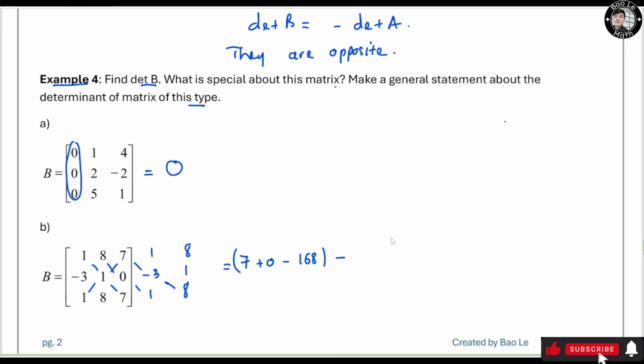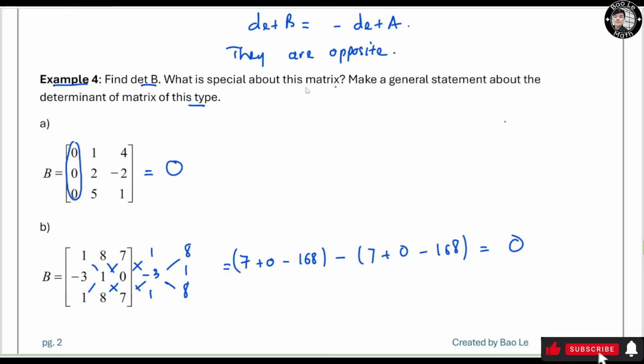1 times 1 times 7 is going to be 7. 8 times 0 times 1 is going to be 0. And 7 times negative 3 times 8 should be negative 168. The answer is 0, right?